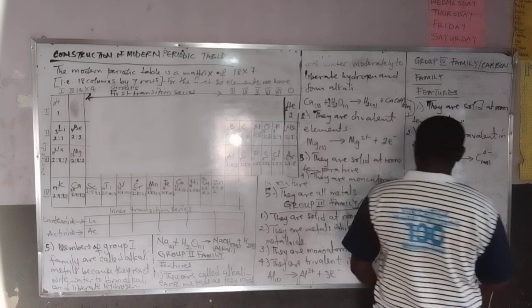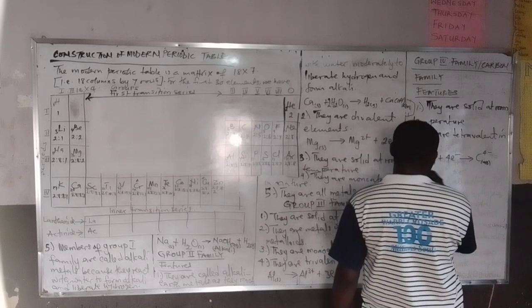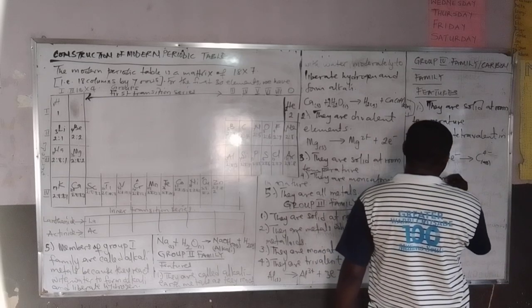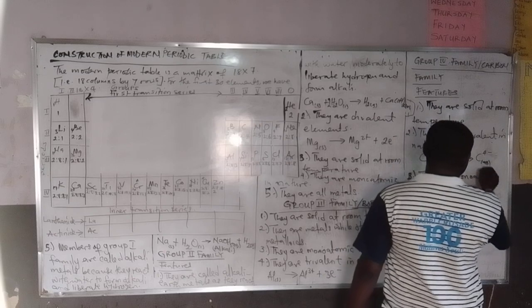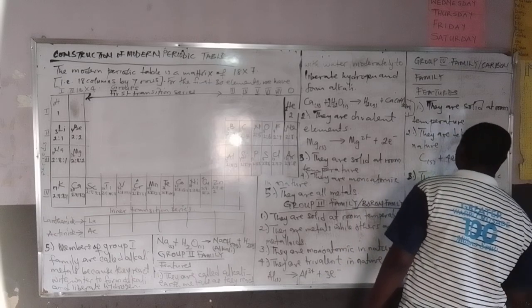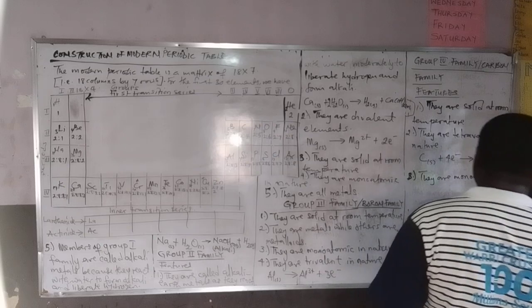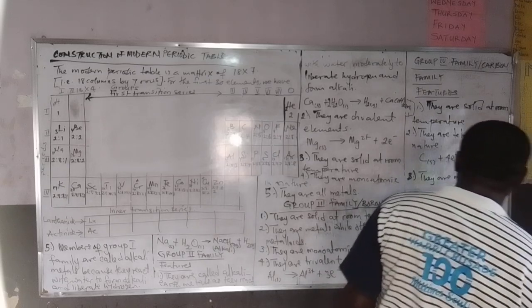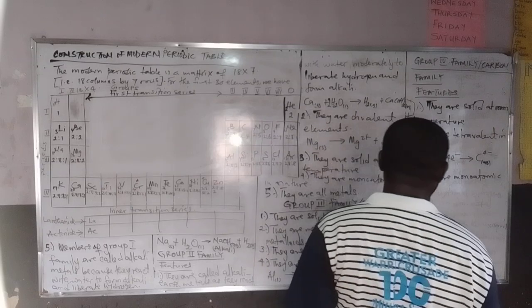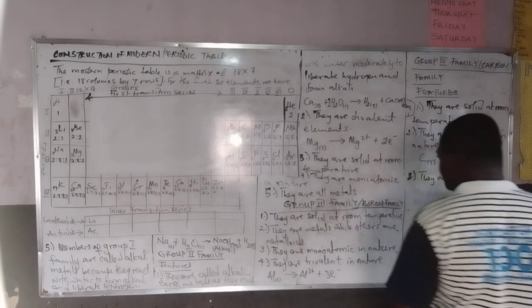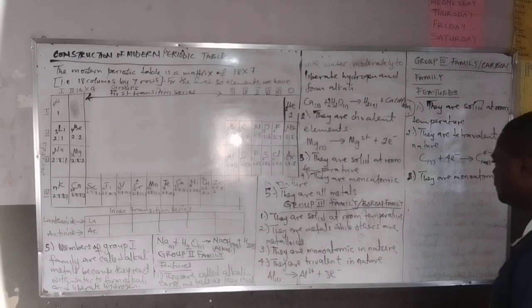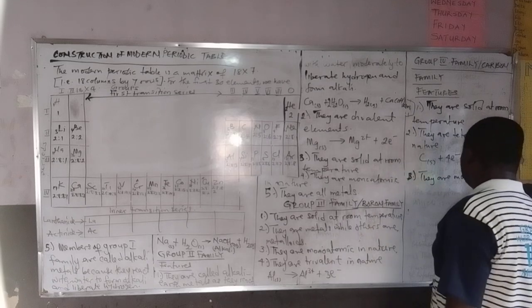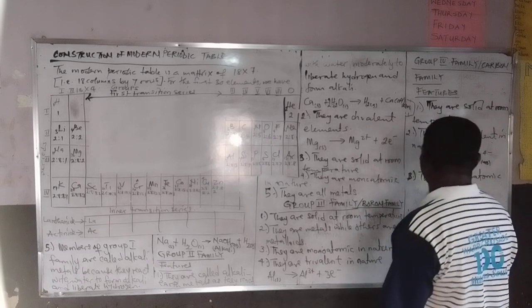So it is tetravalent. Then another thing about them is that they are monoatomic. So when you are writing them in an equation, you should not put anything down. Don't say C2, just write C. So they are monoatomic in nature. So take note of that. Now, then let's talk about group 5.